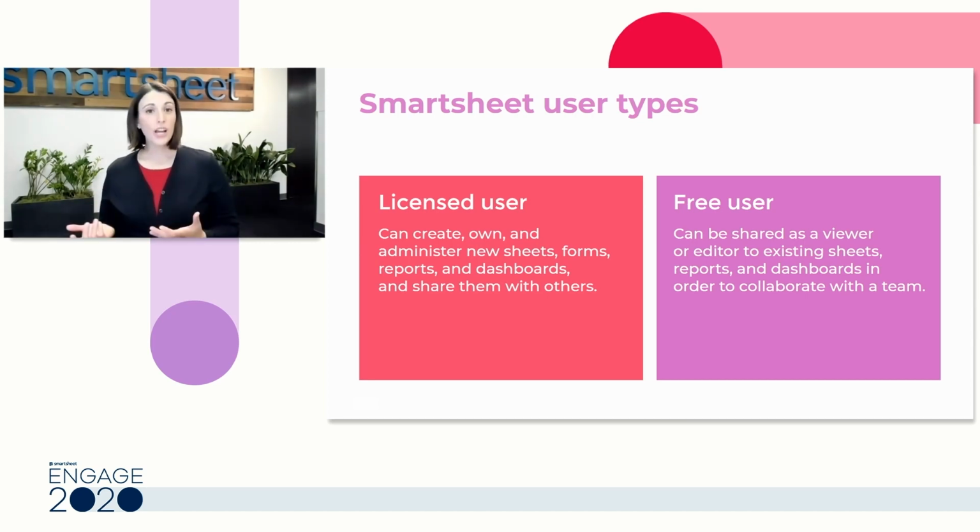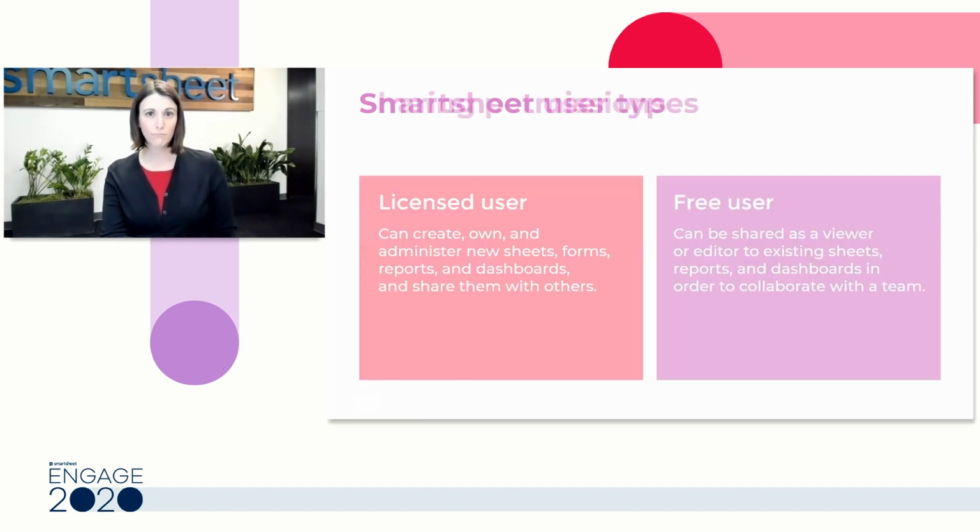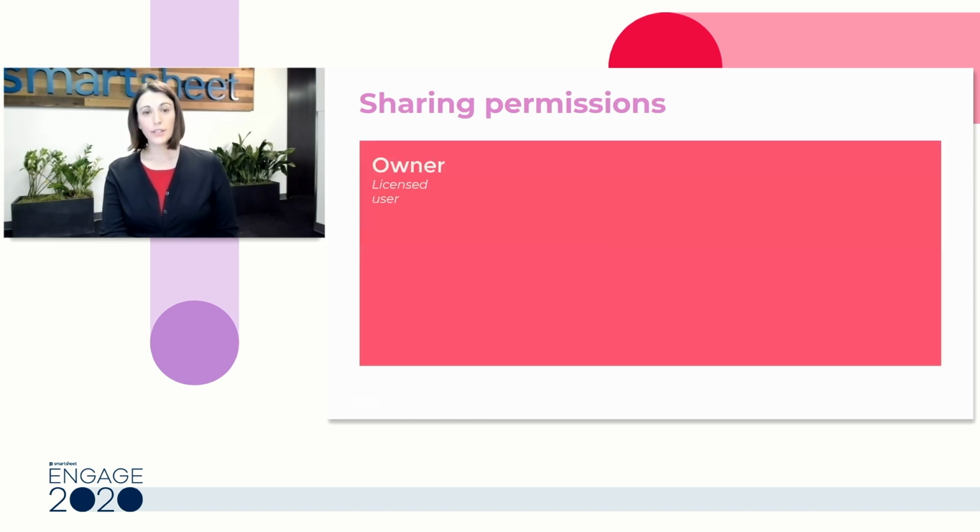Now, when we think about sharing, let's talk about the 4 permission levels that we have in Smartsheet. The first one is, of course, the owner. So as we mentioned, a licensed user has the ability to create new items in Smartsheet. And when they create that item, whether it's a sheet, a report, etc., they are the owner of that item. And there can only be one owner to an item in Smartsheet. And then the owner can first decide who they want to share that item to. The highest level of permission that they can share someone else to their item is as an admin.